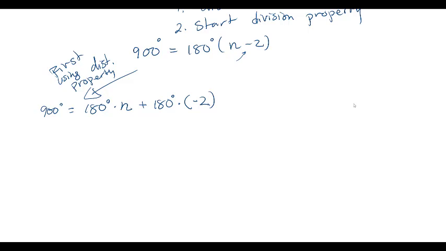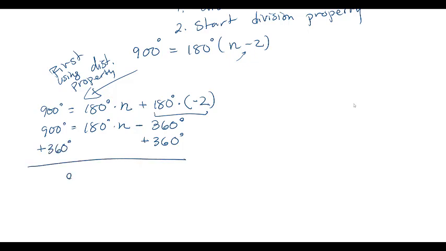Let's simplify this. 900 equals 180 times n, and instead of writing 180 times minus 2, let's just write minus, and the product is equal to 360. Now let's use the addition property. We'll add 360 to both sides of this equation, and we get 1,260 equals 180 times n, and these two terms cancel.